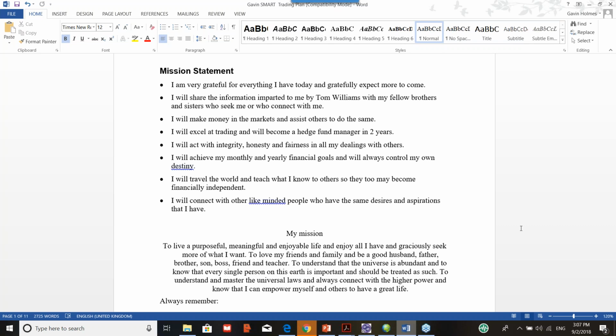Notice the statement, I will. It's not I might do, I might try to, I hope I'll get lucky tomorrow. So you make a firm statement of belief. I will excel at trading and become a hedge fund manager in 2 years. I wrote this several years ago, actually, and I updated it 2 years ago, and lo and behold, everything's starting to happen. So be careful what you write down. I will act with integrity, honesty, and fairness in all my dealings with others. I will achieve my monthly and yearly financial goals and will always control my own destiny.